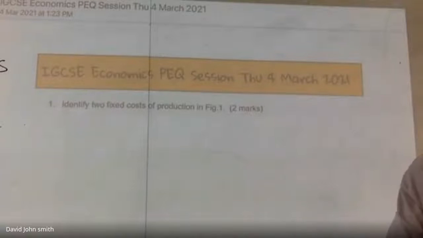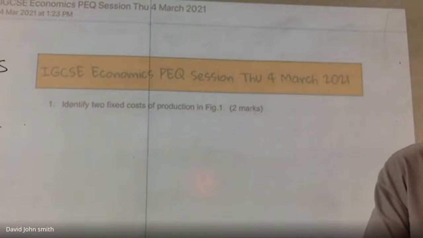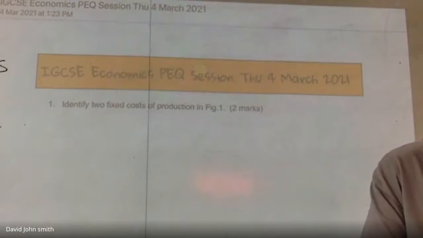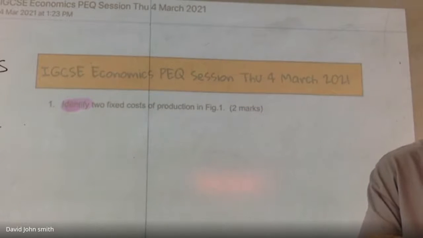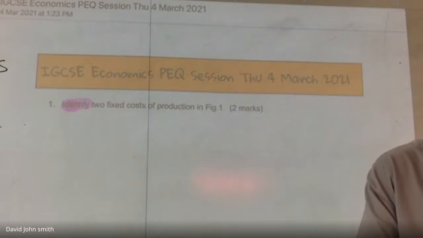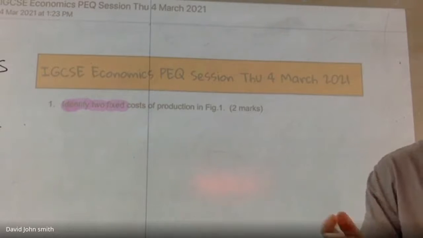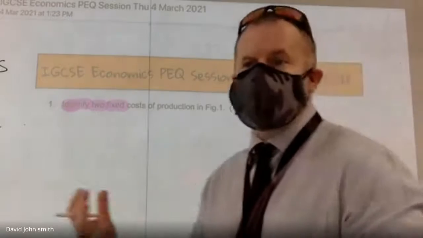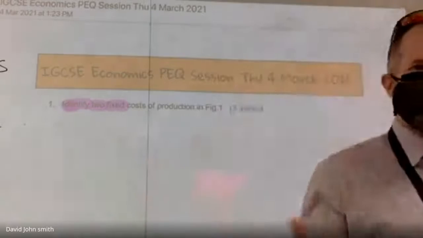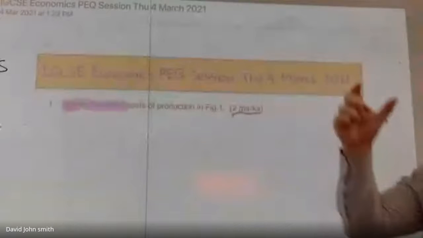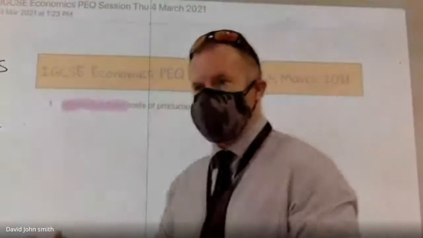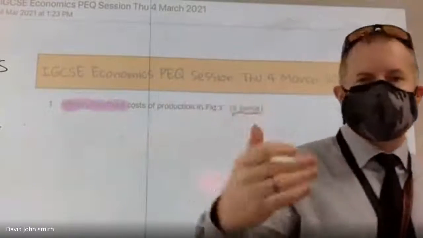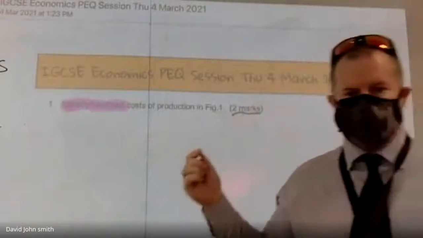Just 2-mark questions. All right, so it identifies the command term, and you're wanting to identify 2 fixed costs of production. So it's identify, it's state. You're not doing any explaining necessarily. Good to remind ourselves that it's 2 marks. So all you need to do is just write the 2 things. That's it, and then you can move on. And as long as they are clearly fixed costs, then you're going to get the marks.